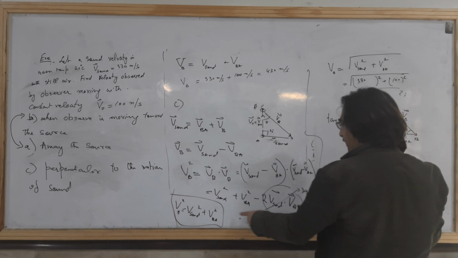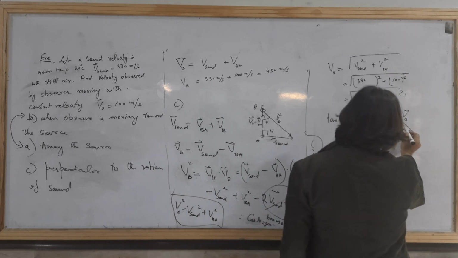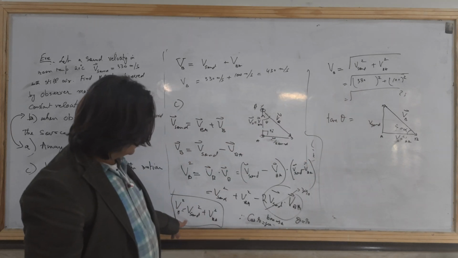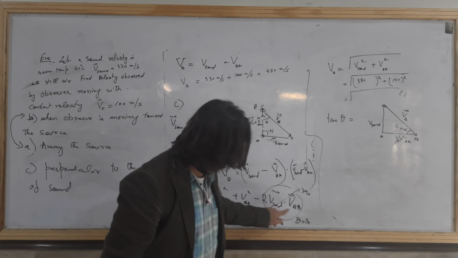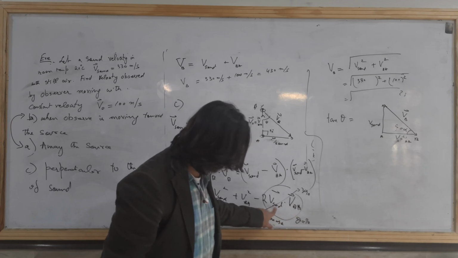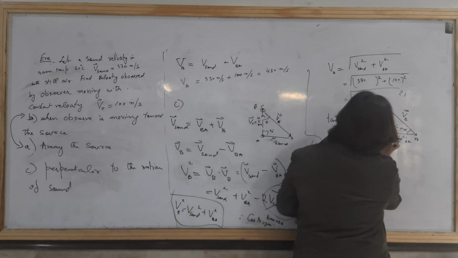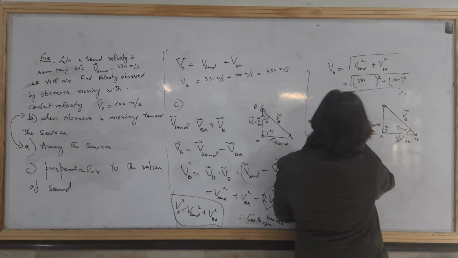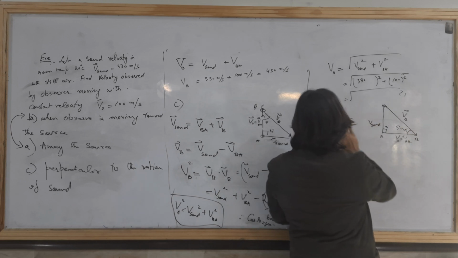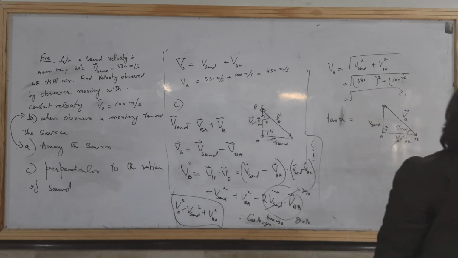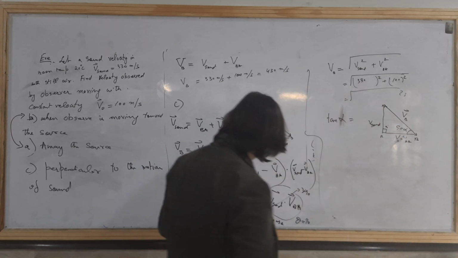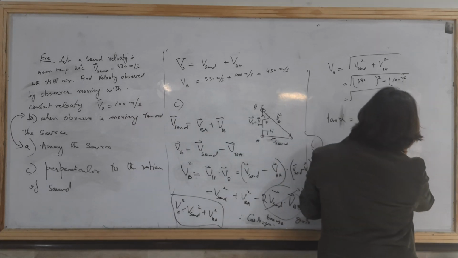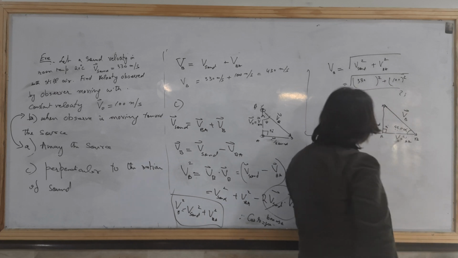If I use angle theta here, this angle must be different, because theta is the angle between the sound and BA. That was 90, and let's suppose this is alpha. We have to find this alpha, not theta. Because I have used theta as the angle between these, this must be different. So that's why I have to find this.